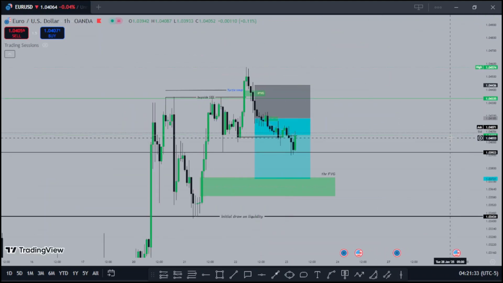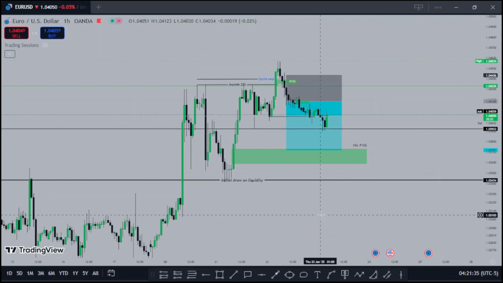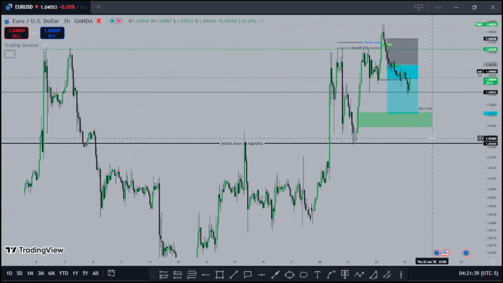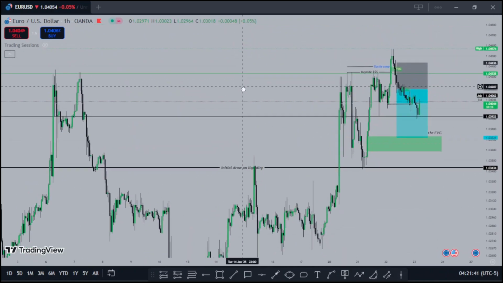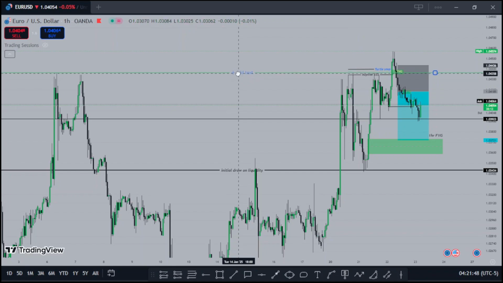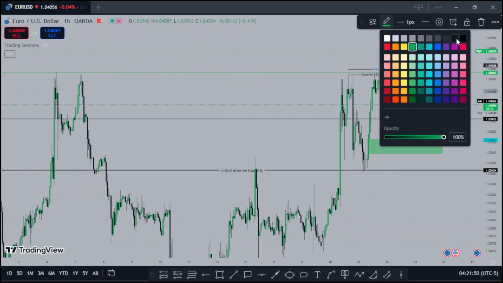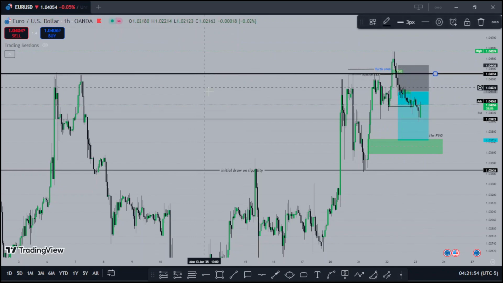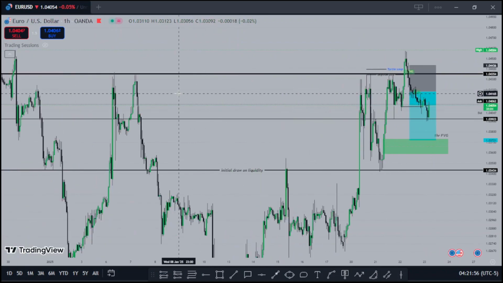So on the 1 hour time frame, we can see that Euro USD has been longing lately. We've been on a long position on Euro USD, and this over here was our resistance level. So let me mark this. Let me make this 3 pixel. There we go. So this was our high at this point of time.